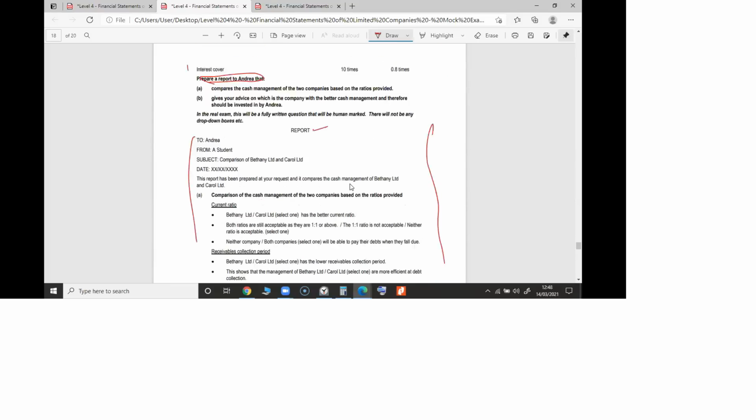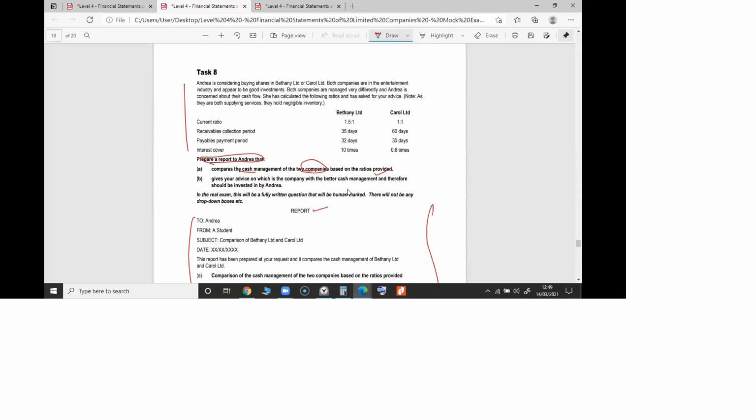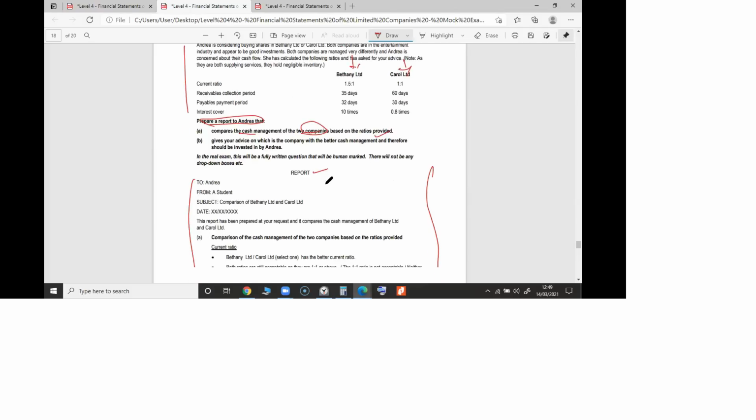A and B. Let's read A: compare the cash management of the two companies based on the ratios provided. There are two companies, Bethany and Carol. Are they doing good or bad? We need to talk a lot, depending on how many marks there are. Each valid line gives you 1 mark. B: give your advice on which company has the better cash management. They're talking about cash management, which means current ratio, receivables, payables, working capital cycle, interest cover.